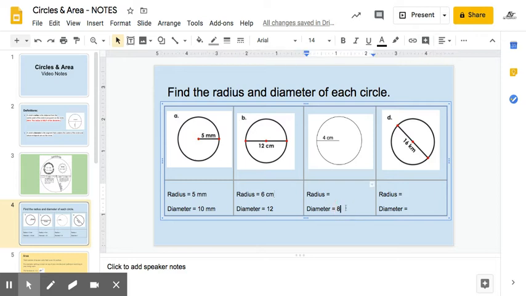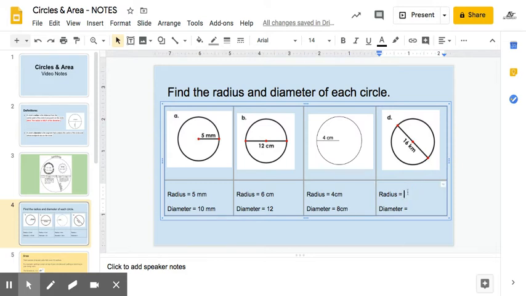All right, letter C. I gave you the radius, which is equal to 4, so we're simply going to type in 4. And I need to find my diameter. Well, my diameter is twice the length of the radius, so twice just means to multiply by 2. So 4 times 2 is 8, so my diameter is equal to 8.